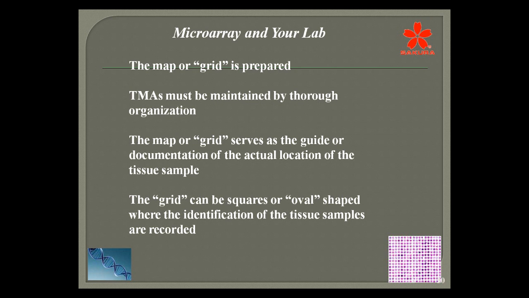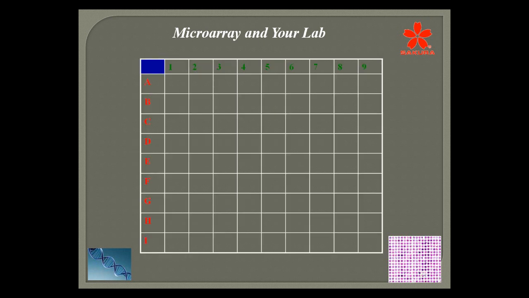The map or grid will serve as the guide or documentation of the actual location of the tissue sample. We'll see that in just a moment. The grid, once it's constructed, can be squares or oval-shaped grids where the identification of the samples are actually recorded. So in order to do this, you're going to have a little bit of space that's dedicated for you to do this work, so you can place your trays of slides and your blocks and have your grid so you can record the case numbers in it as you're actually doing this.